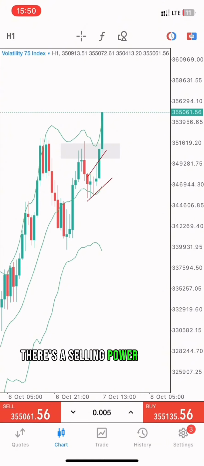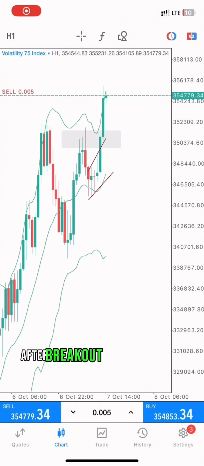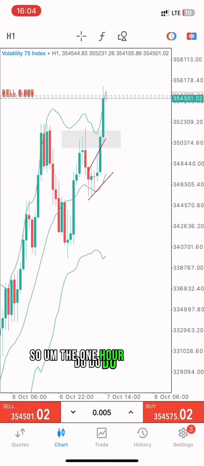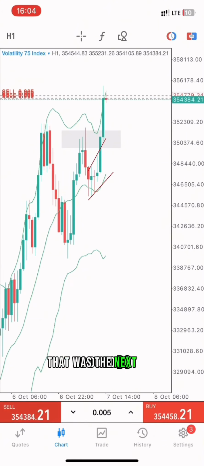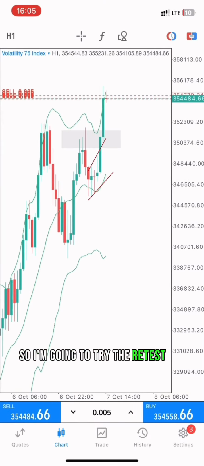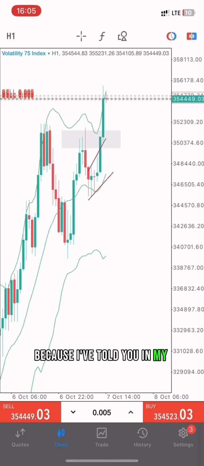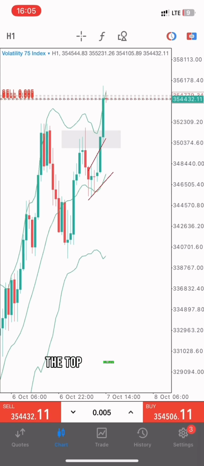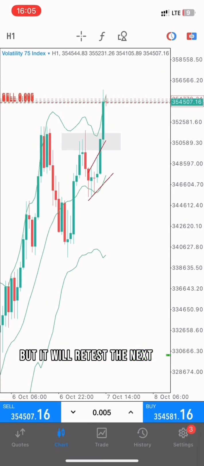There's a selling power which is coming because after breakout there's a retest, right? So the 1 hour candle closed, and the next one is a retest. So I'm going to trade the retest for now because I've told you in my previous videos, when the candles touch the top Bollinger Band, the next thing it will do is retest.